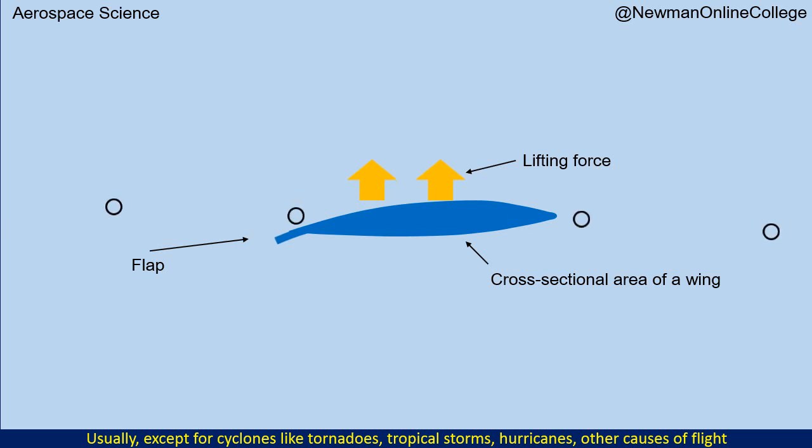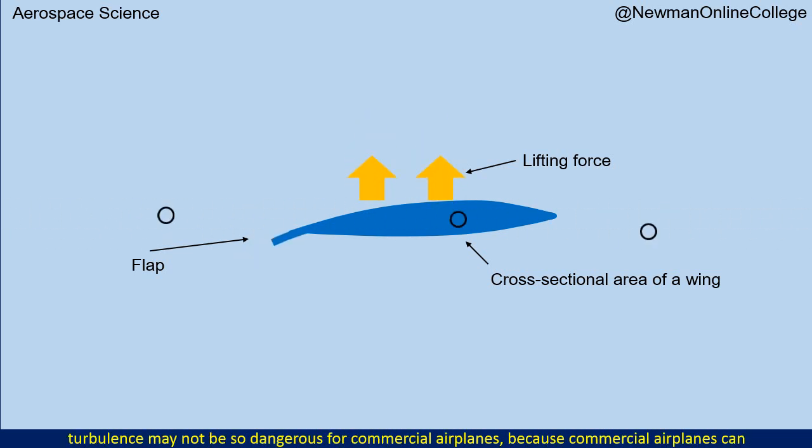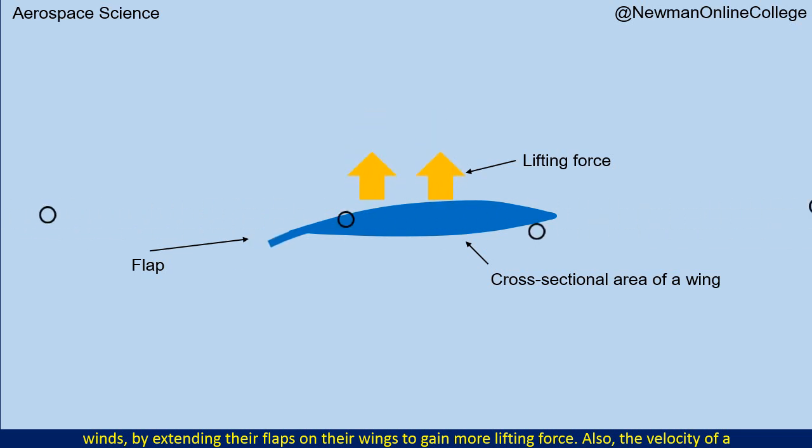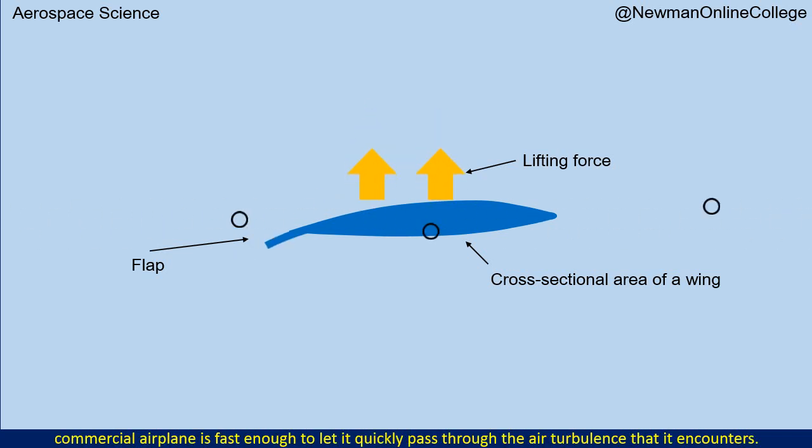Usually, except for cyclones like tornadoes, tropical storms, and hurricanes, other causes of flight turbulence may not be so dangerous for commercial airplanes, because commercial airplanes can make use of their own kinetic energy to boost the lifting force in the case they encounter downward winds, by extending their flaps on their wings to gain more lifting force. Also, the velocity of a commercial airplane is fast enough to let it quickly pass through the air turbulence that it encounters.